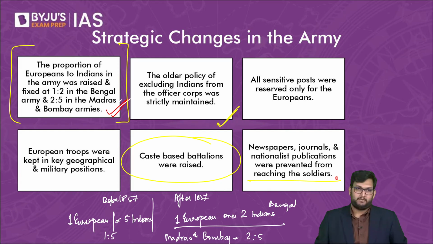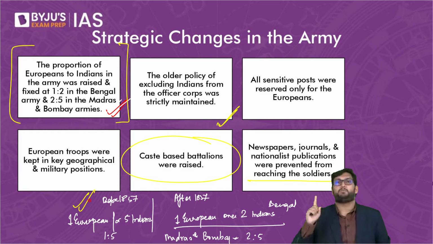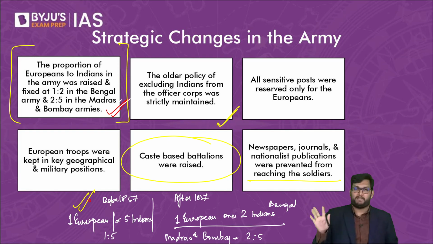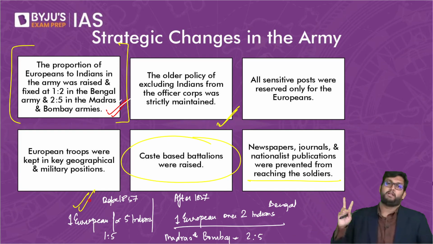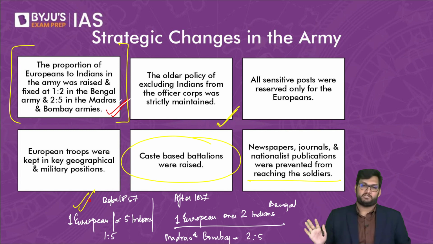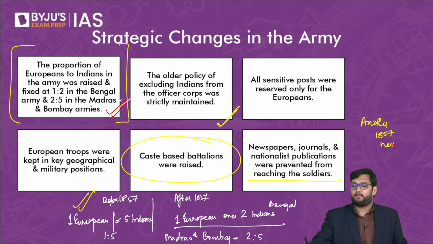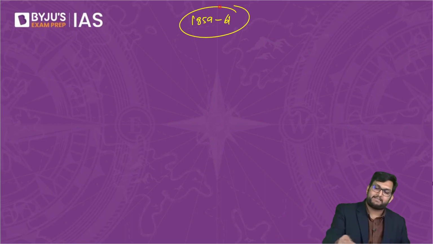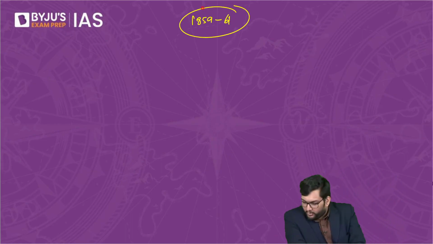Simple point: under the East India Company, there was 1 European officer over 5 Indian soldiers or Sipahis. Now there's 1 European officer over 2 Indian Sipahis. That is the major change. They have increased the number of Europeans so as to make sure that another 1857 never happens. Now I have to discuss a very interesting thing which happened between 1859 and 61. Can I discuss that with you? We are all on the same page, no issues at all, right?